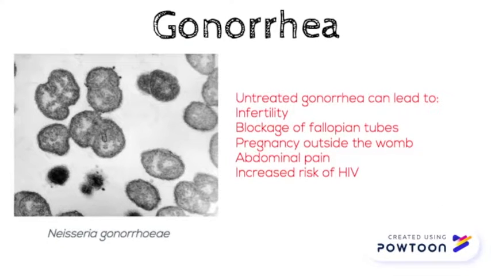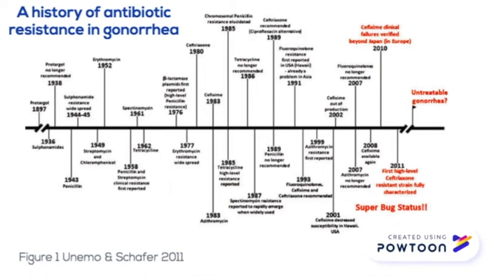Gonorrhea is a common sexually transmitted disease caused by the bacteria Neisseria gonorrhoeae, which can cause reproductive issues if left untreated. Gonorrhea is already resistant to 11 types of antibiotics. Soon, gonorrhea may become untreatable. How did gonorrhea become resistant to so many antibiotics?